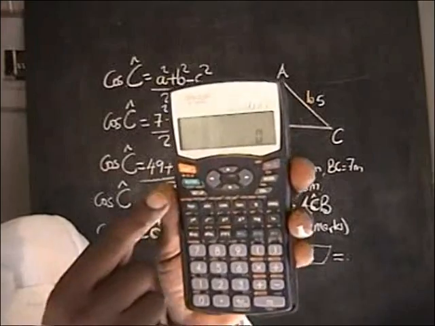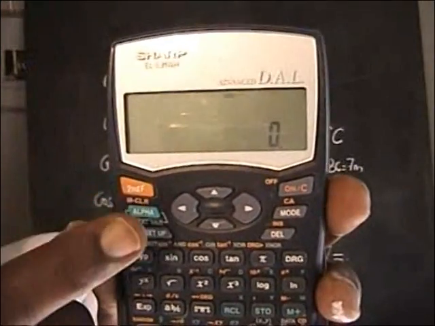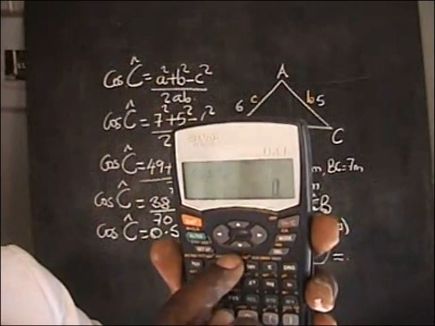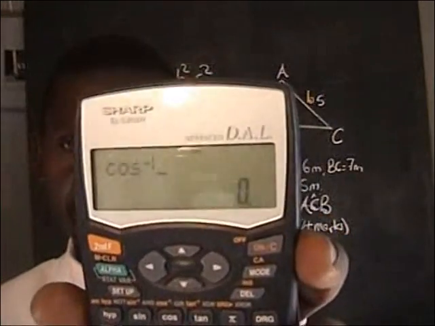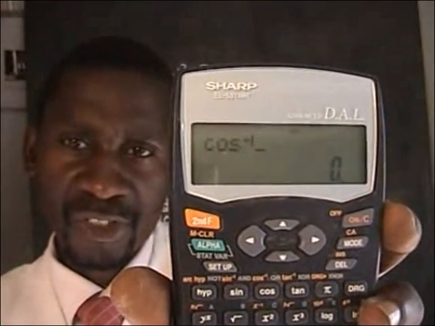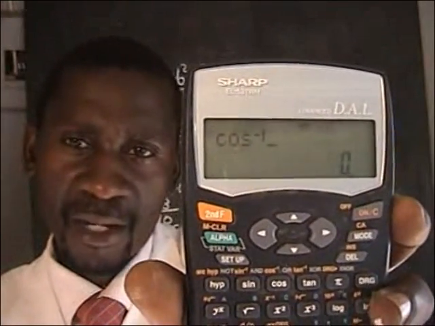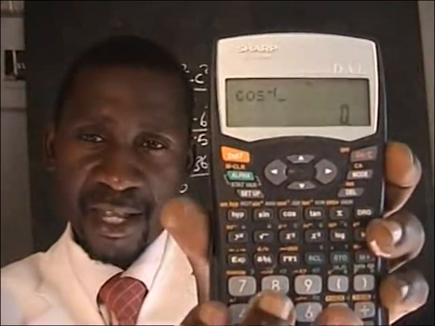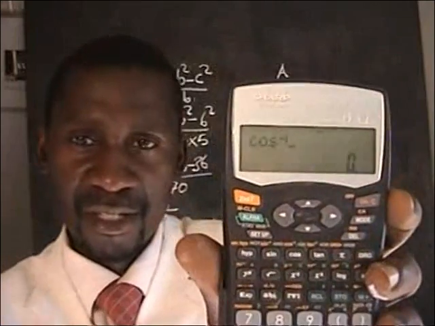So in the first place, as you can see, there is a button for second function there. I press second function. Then the next thing I'm going to do is to press cos. Immediately I press second function and cos, as you can see, the calculator is showing a display which is cosine to the power -1, which is cosine inverse. And it is at this point in time that a decimal number must be entered.